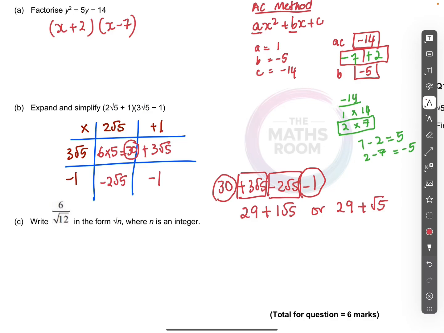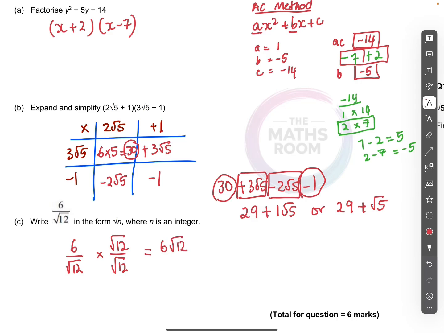Now, question C, I'm rationalizing the denominator. What that means is, in this case, they don't want the root in the denominator. So when we rationalize the denominator, we're getting rid of the root in the denominator. So it's got 6 over root 12. I don't want the root 12. The only thing that can get rid of that root 12 is multiplying it with root 12. Now, because it's a fraction, anything I do to the denominator, I need to do to the numerator. I'm going to multiply that to the numerator as well. So I've got 6 root 12.